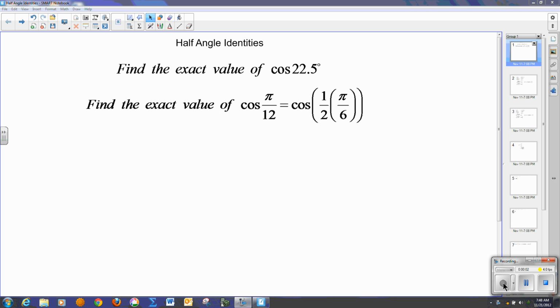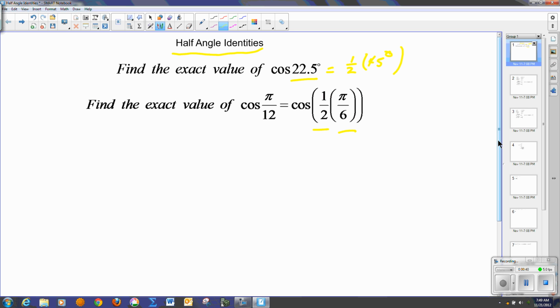So we've moved to our last set of identities for the semester, and today we're going to talk about half-angle identities. Now, half-angle identities are exactly what they say they are. We're going to try to find exact values for something like the cosine of 22.5, which just happens to be half of 45. Or we can find the exact value of cosine of pi over 12, which is half of pi over 6. So that's going to be the goal.